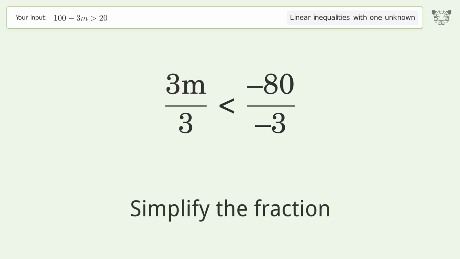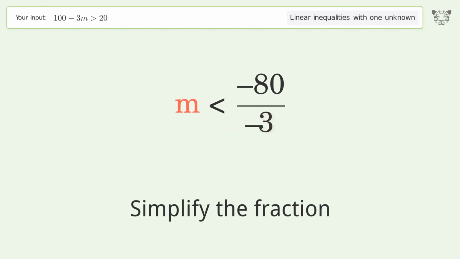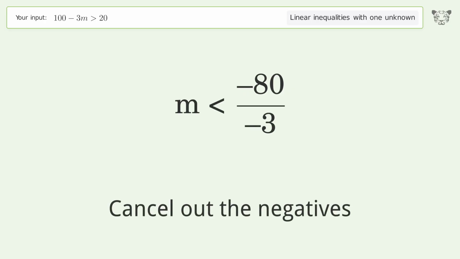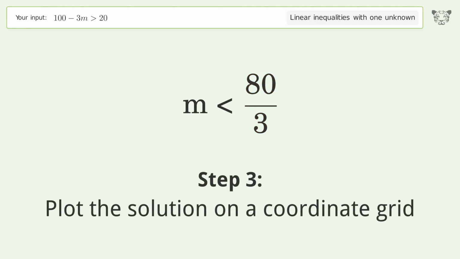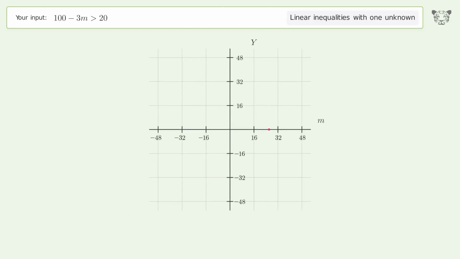Simplify the fraction. Cancel out the negatives. Plot the solution on a coordinate grid. And so the final result is m smaller than 80 over 3 smaller than 262 over 3.